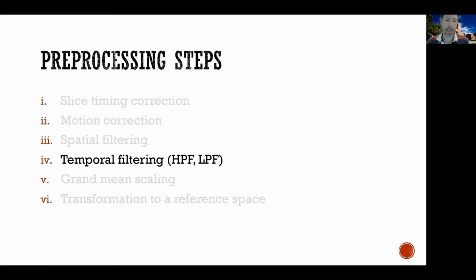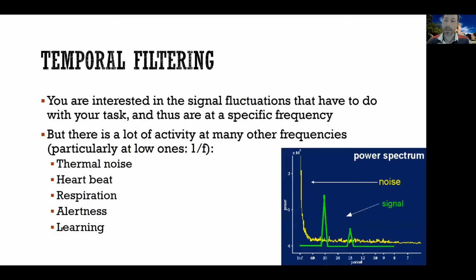The next step is typically temporal filtering. Now, the idea with temporal filtering, if you think back to my description of the BOLD time series as made of signal plus sources of noise, is that it tries to eliminate certain sources of noise.